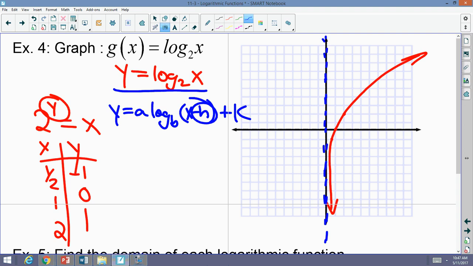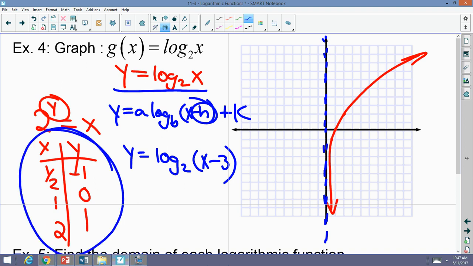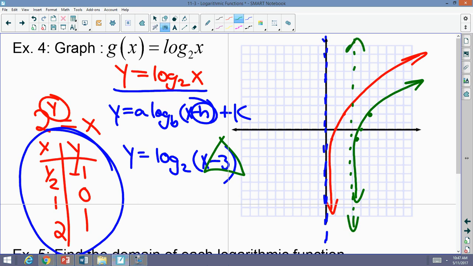If I had the same exact thing, guys, but I had y equals log base 2 of, let's just say, x minus 3, I could go ahead and graph my parent function, and then guess what? I'm going to shift every point 3 places to the right because it's always opposite the sign. So this would go 1, 2, 3 to the right, 1, 2, 3 to the right, 1, 2, 3 to the right, and now this would be my graph. And guess what? x equals 3 would be my asymptote that I cannot cross. Please take a look at that, guys.